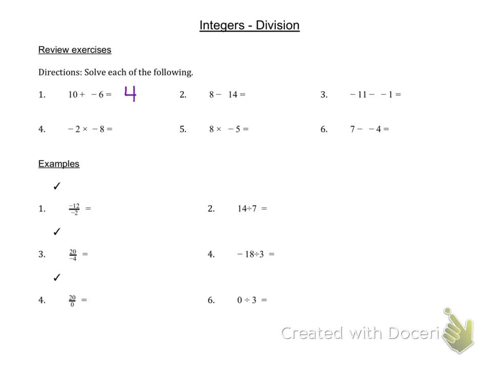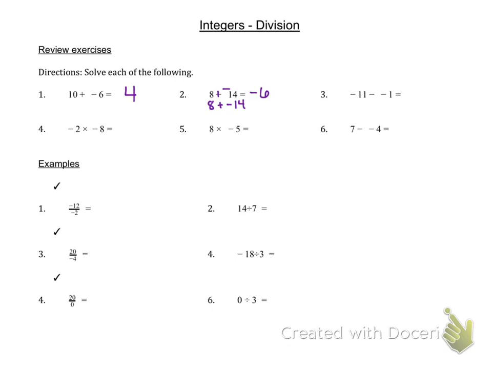Number 2, 8 minus 14. I'm subtracting, so I'm going to do click, click. So I have 8 plus a negative 14. So I'm going to subtract: 14 minus 8 is 6. Take the sign of the bigger number, which is 14, which is negative.